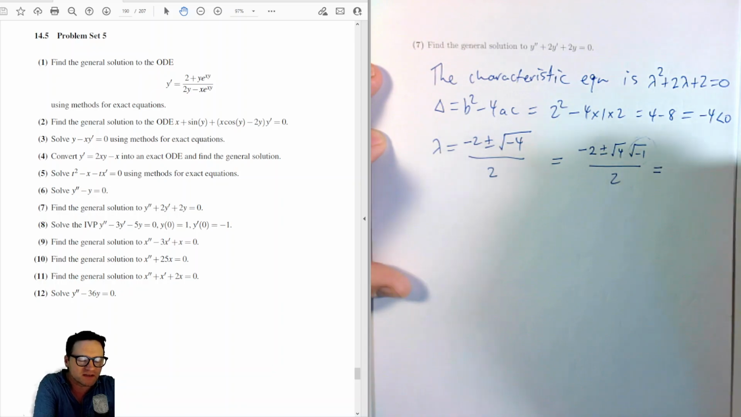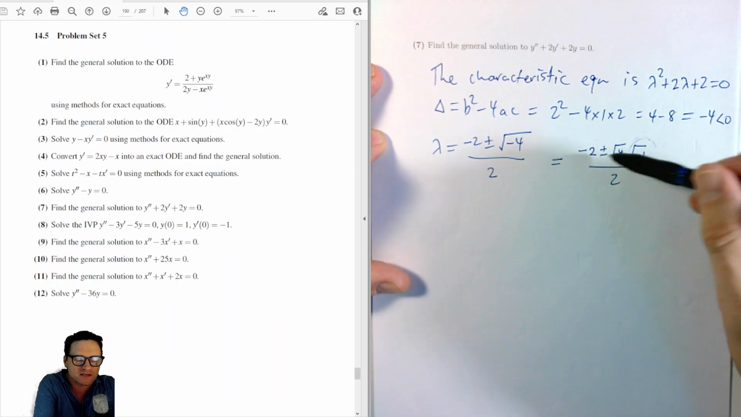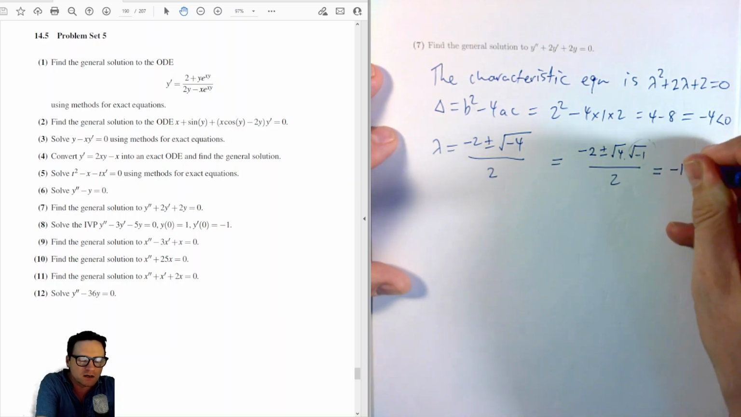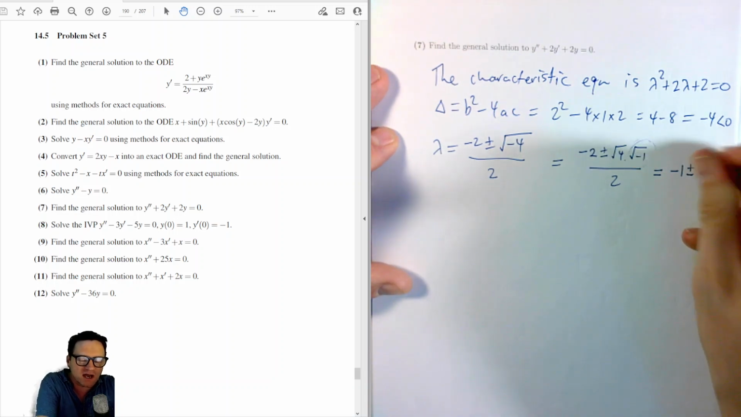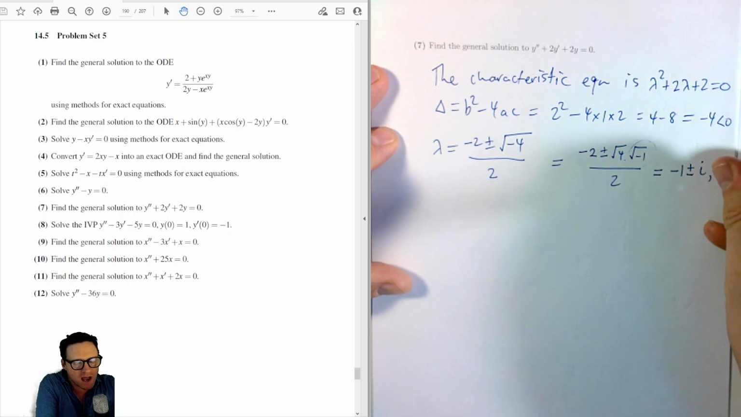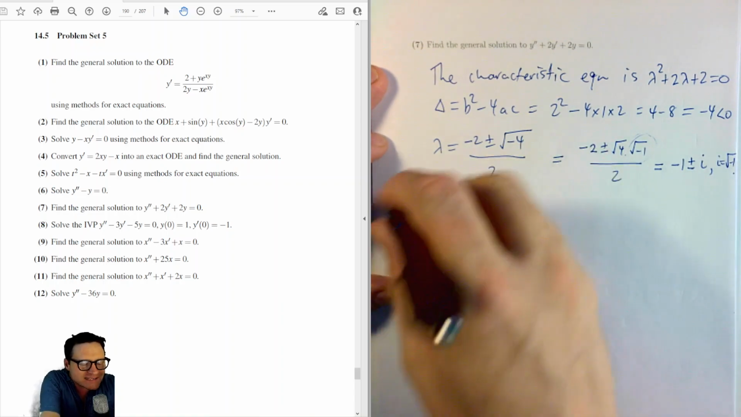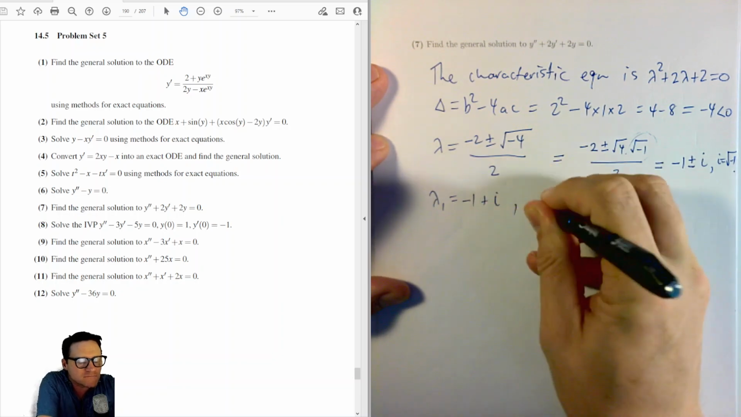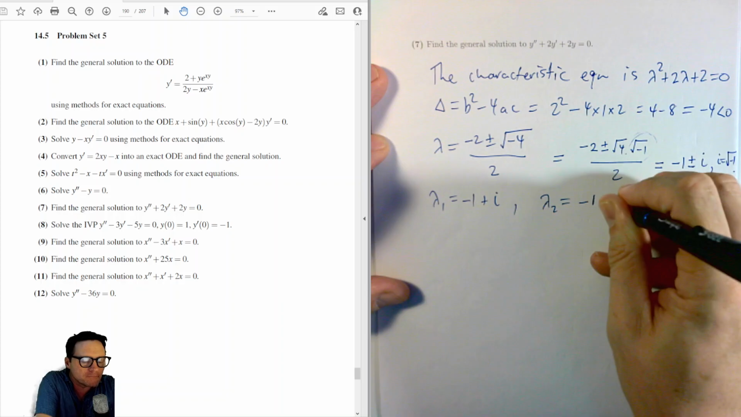Okay, so simplifying this, the square root of 4 is 2, so both of these numbers being 2 are divisible by 2, so we have minus 1 plus or minus 2 over 2 is 1 times i, where i is the square root of minus 1. Okay, and so now let's name them. Lambda 1 is minus 1 plus i, and lambda 2 is minus 1 minus i.